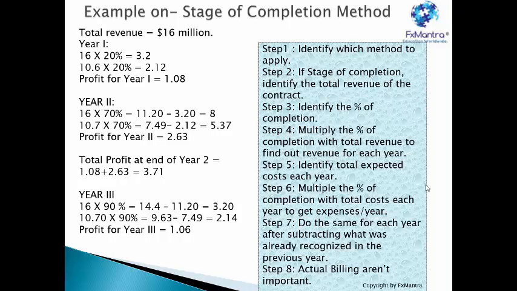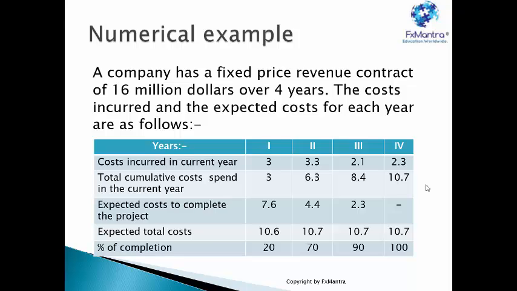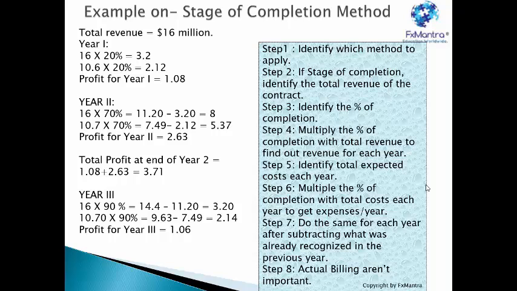Then if it is a stage of completion method, there will be certain other steps. We need to identify the total revenue of the contract. In this case, we are in a position to do that because it is a fixed price revenue contract. So we find out what is the total revenue, $16 million. If it is a cost plus contract, you can have an estimate of the total revenue to be expected on the contract. Then we identify the percentage of completion for each year.